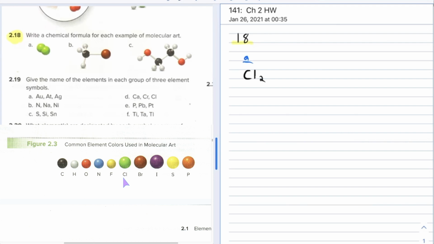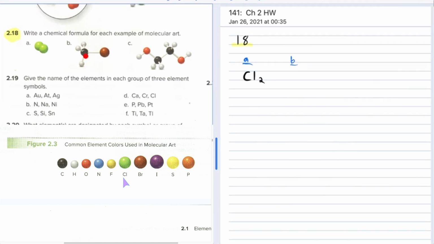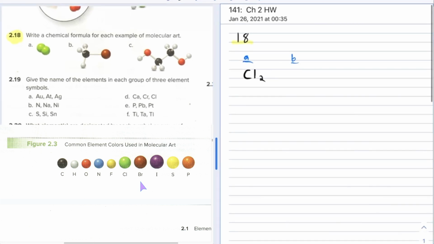Now B, you can see here, 1 carbon, 3 hydrogens, and 1 bromine. So I would write the formula CH3Br.